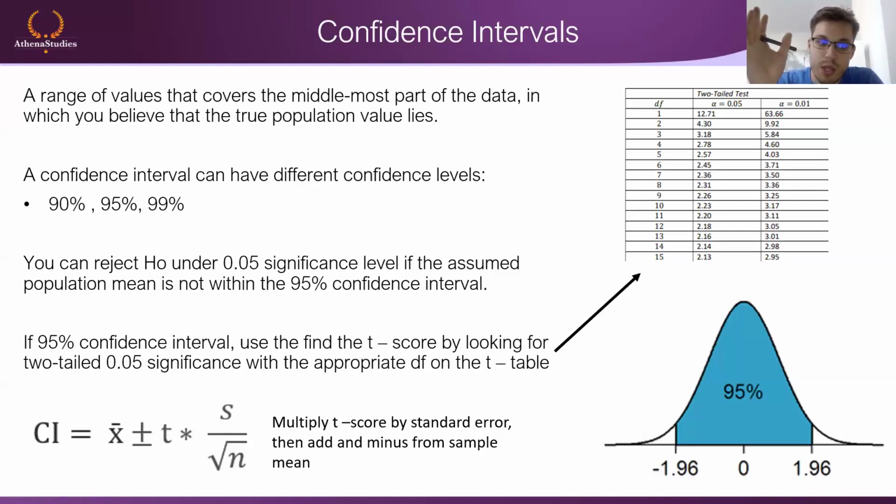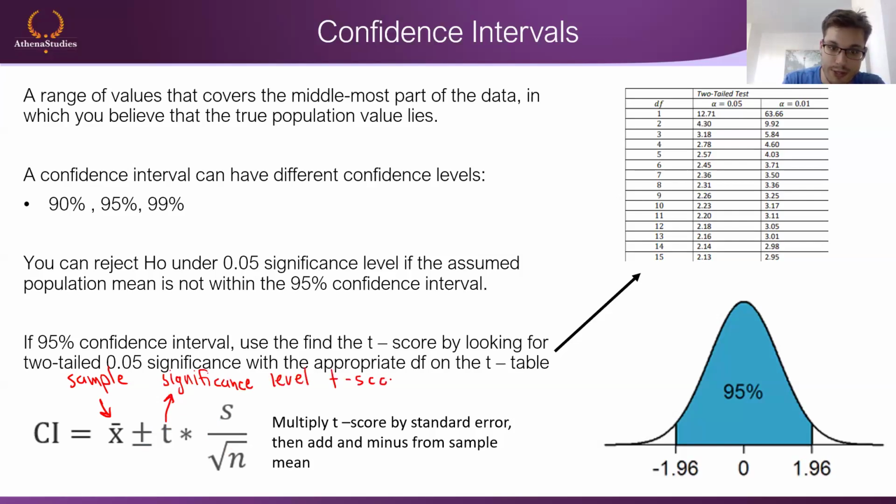Of some sample that we have, what we do is we use the sample mean. So we have it here: the sample mean, whatever we got out of our sample, plus or minus the t-score. Now this t right here in the confidence interval is very specific. This is your significance level t-score, times your sample standard deviation divided by the square root of n.